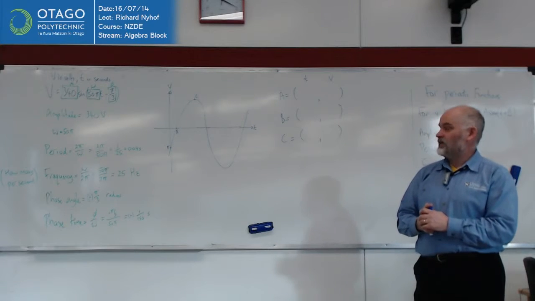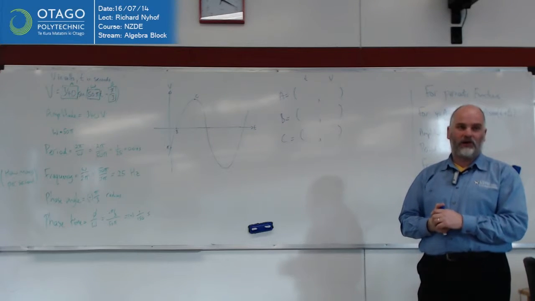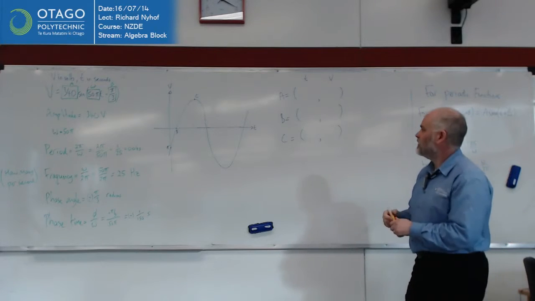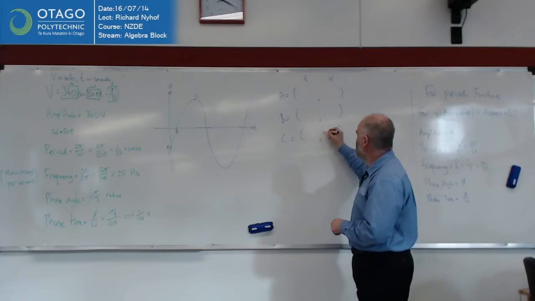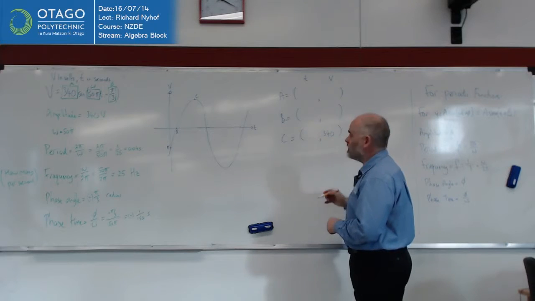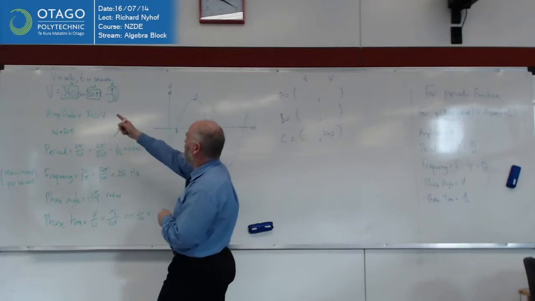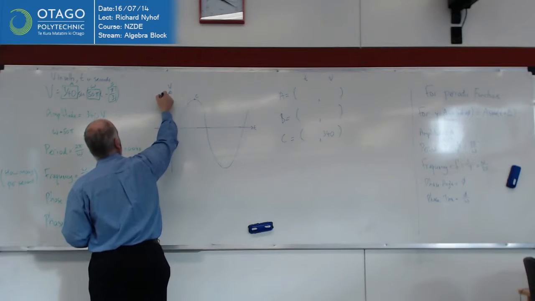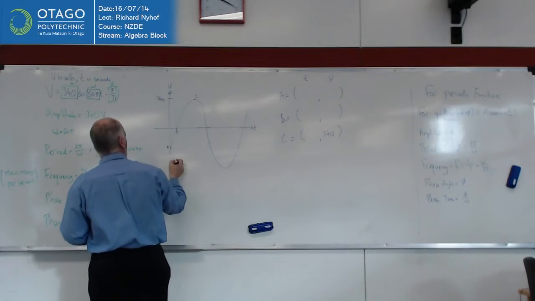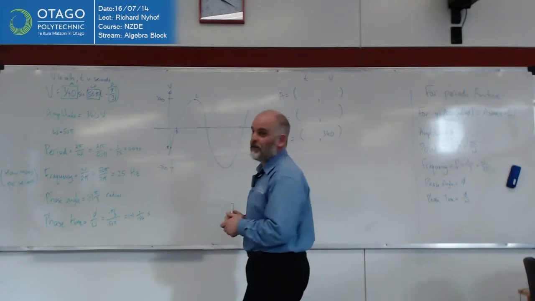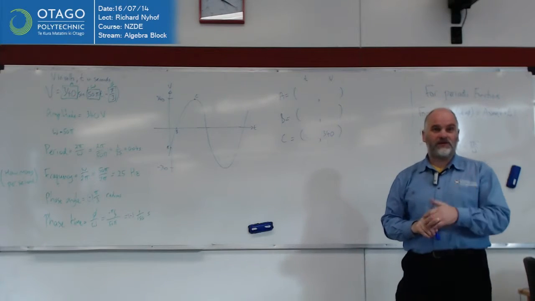What do you know about C? The up or the along? How far up is it? Okay, so C is 340 up. It's at the top, and the amplitude is 340. So we know that. That's one of the easy ones, really easy.